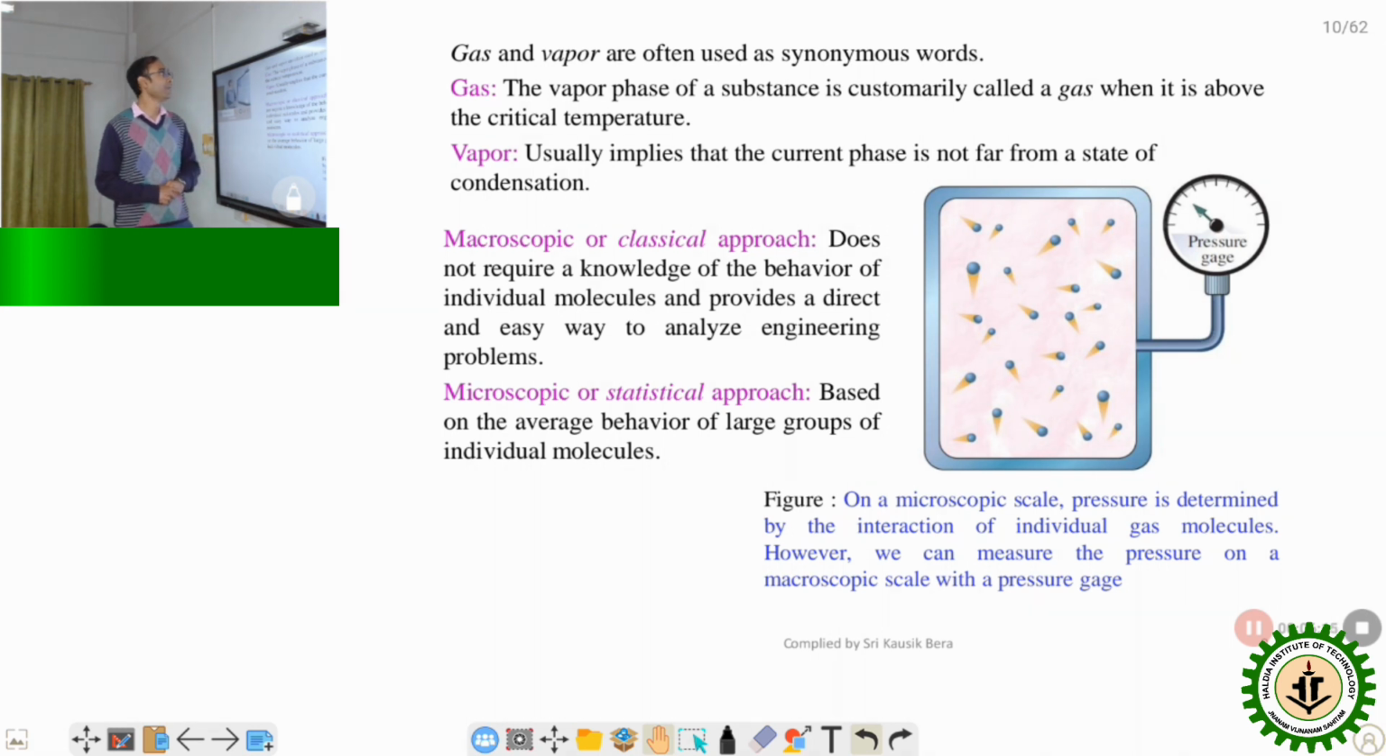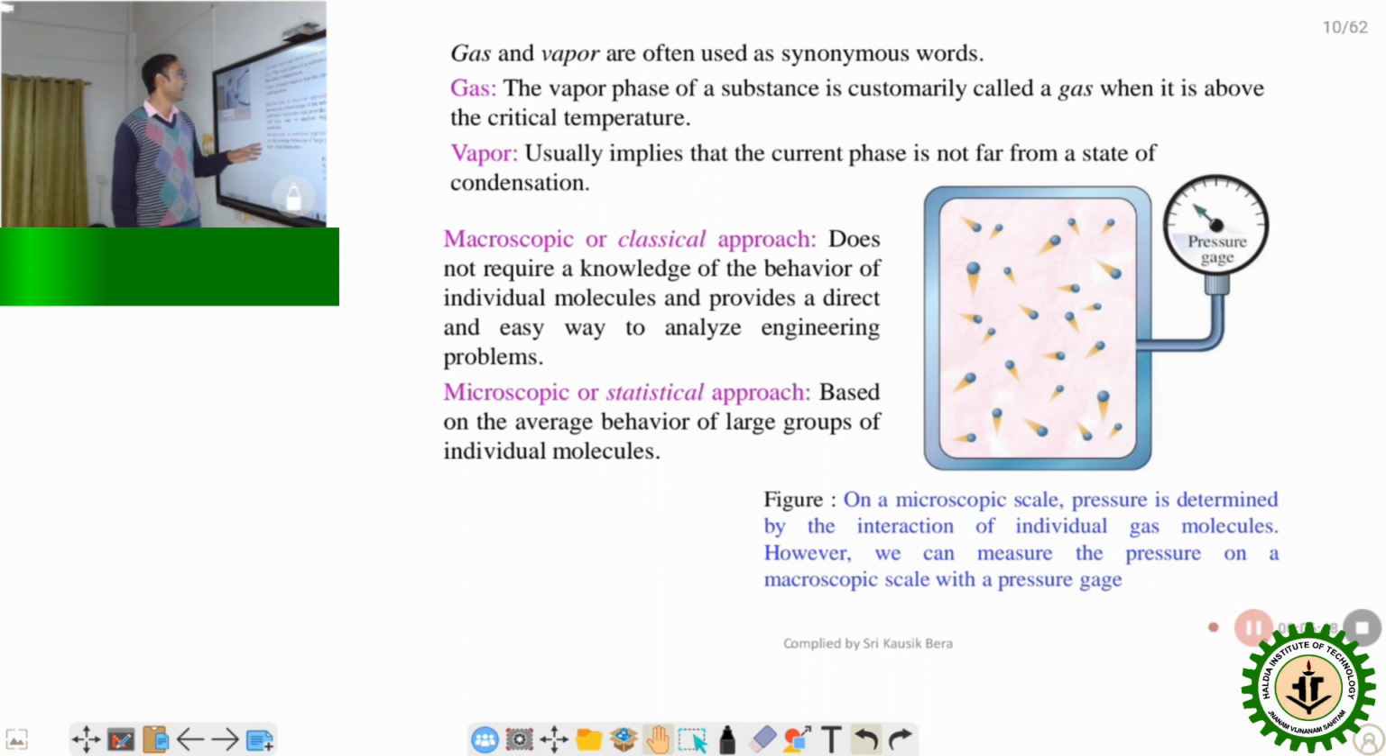Gas and vapor are often used as synonyms. What is the difference between gas and vapor? The vapor phase of a substance is customarily called a gas when it is above the critical temperature. But vapor usually implies that the current phase is not far from a state of condensation. So these are the differences.